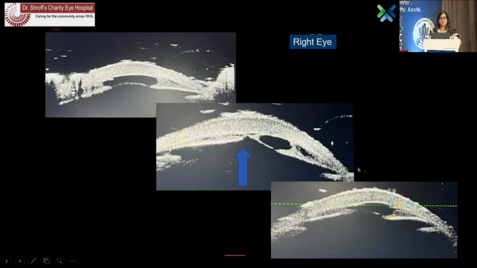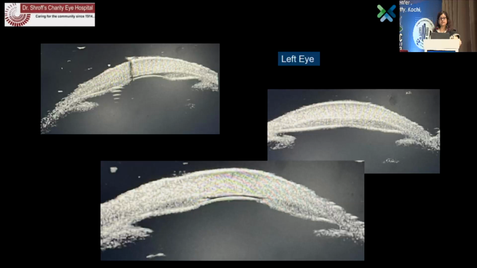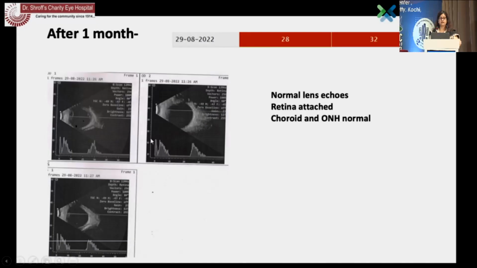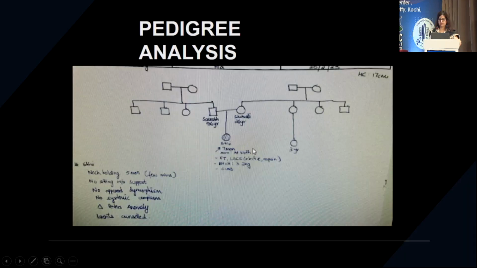So this is the UBM picture. At one point, I could see this lenticulocorneal adhesion, and therefore I thought it's Peters type 2. And in the other eye, although the AC was very shallow, there were no adhesions of the lens, and the normal lens echoes were seen in the UBM.